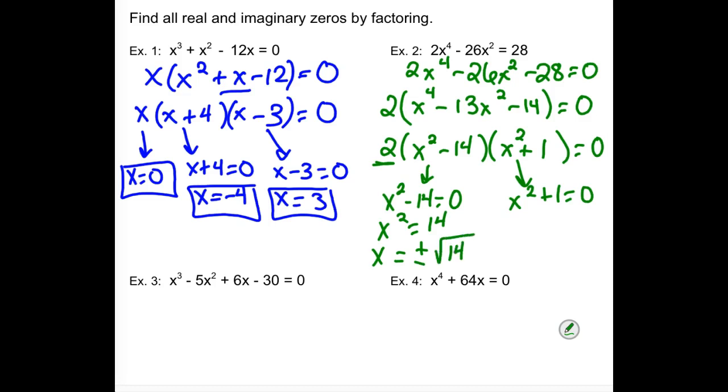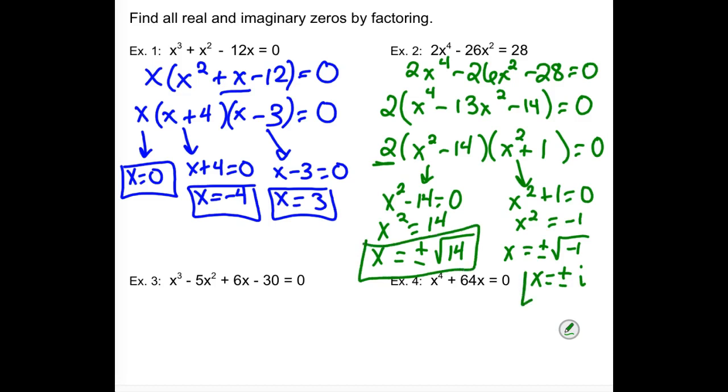My other one, I have x squared plus 1 equals 0. If I move the 1 to the other side, now I am square rooting a negative number, which is what leads to those imaginary solutions. So I end up with x being plus or minus i. So I do have 4 solutions, 2 there and 2 there. And if we look back, highest power was a 4, so we have found all of our solutions.